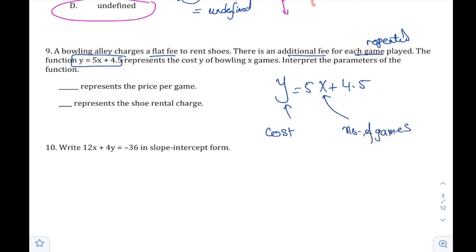So this is number of games, and this number of games is multiplied by a certain number. Since this is the cost, this will be the cost after playing some games, and this is a fixed cost that is not depending on number of games. That means if you want to fill in the blanks to interpret the parameters of the function, the price per game will definitely be the 5 because it is repeated, and the 4.5 is the flat fee or the rental charge that you are going to pay even if you don't play any game.